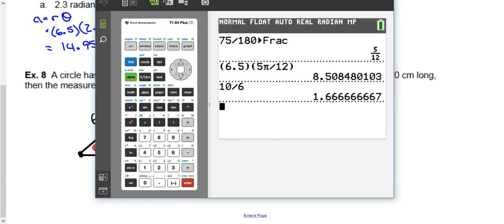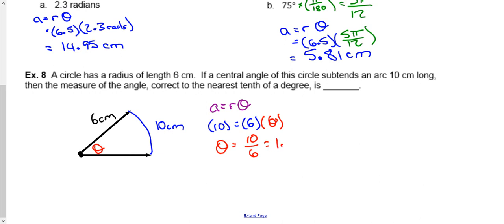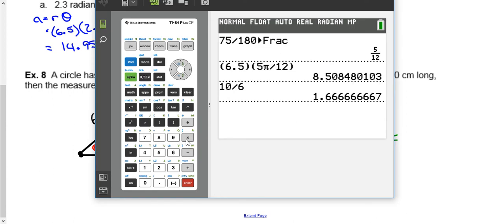10 over 6 is 1.67 radians, so this is 1.67 rad. And if I want to convert this into degrees, I'm going to multiply by 180 over pi. And so this is going to get me my answer. Again, use that full decimal there on your calculator. So I'm going to multiply by 180 divided by pi.